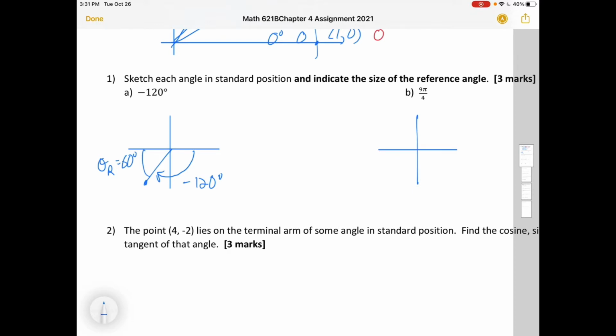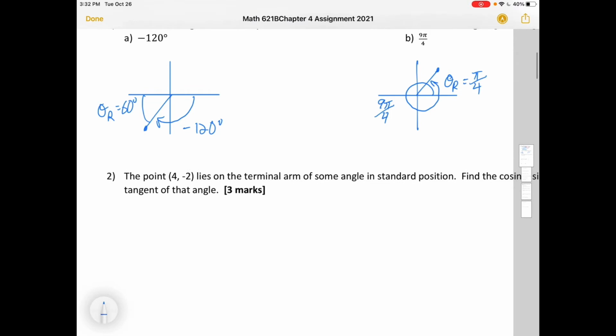9 pi over 4. So that's 9 45-degree angles. So here's 2 45s, 4 45s, 6 45s, 8 45s, and another one. You might want to put this in degree mode sort of in your brain. But there's 9 pi over 4. It's beyond 2 pi. And it has a reference angle of pi over 4, which you can also write as 45 degrees.